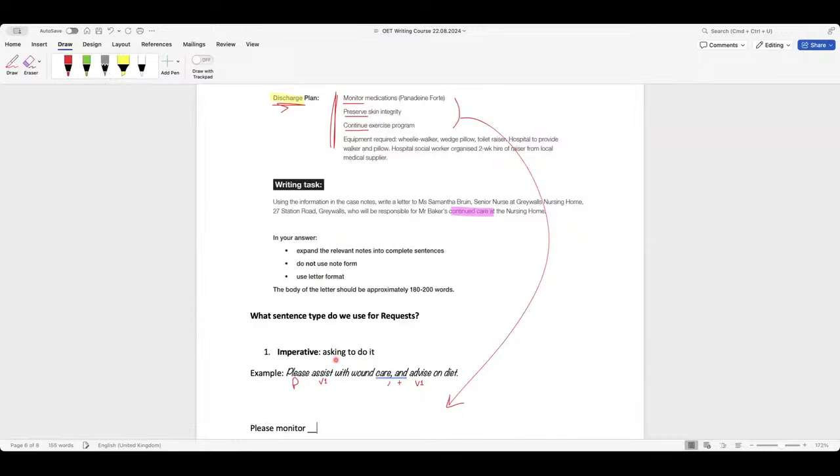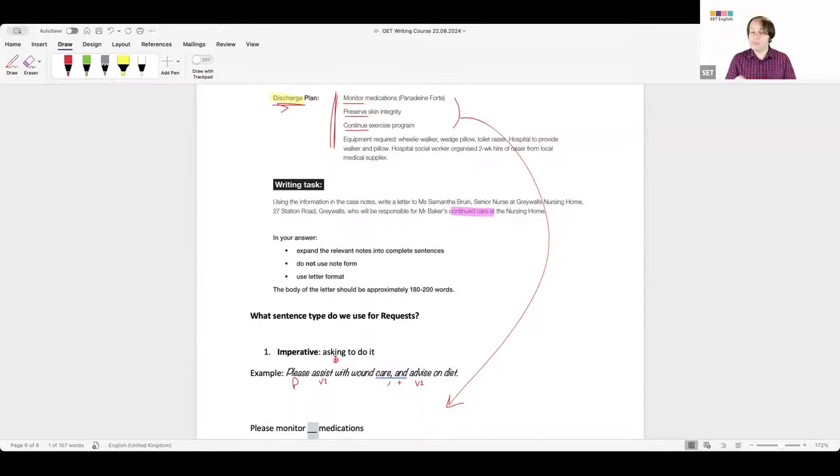Monitor. Medication. Now, one thing we always need to do is think about who the medication belongs to. His medication. Her medication. So for medications for monitoring, you're normally going to say his or her. Yeah, his medication.